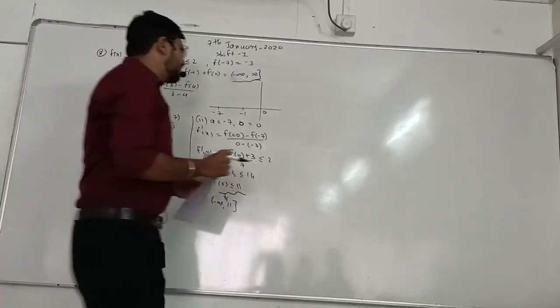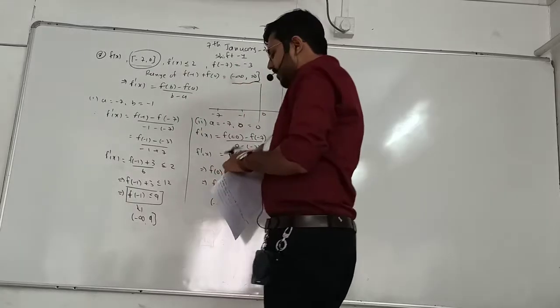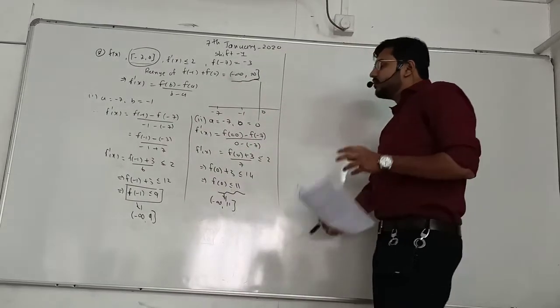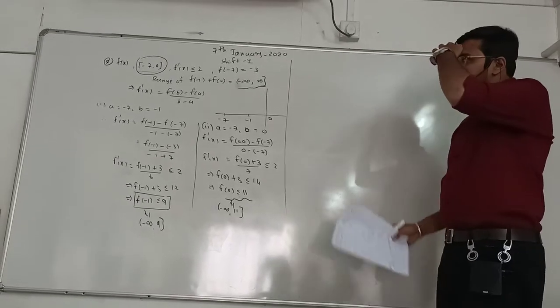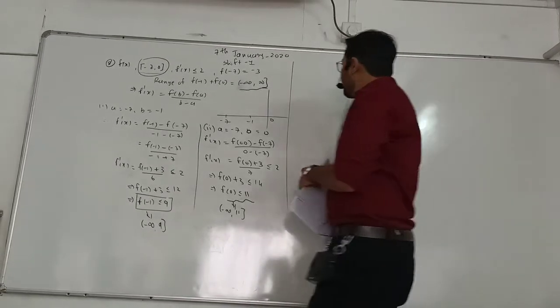Right? So this kind of sums are quite tricky because you need to understand that we have to use the mean value theorem. Right? Then number 9.